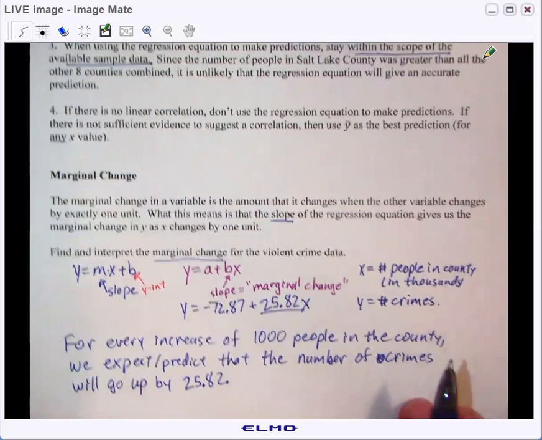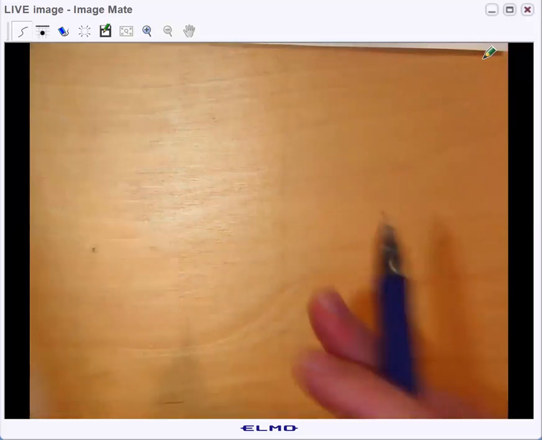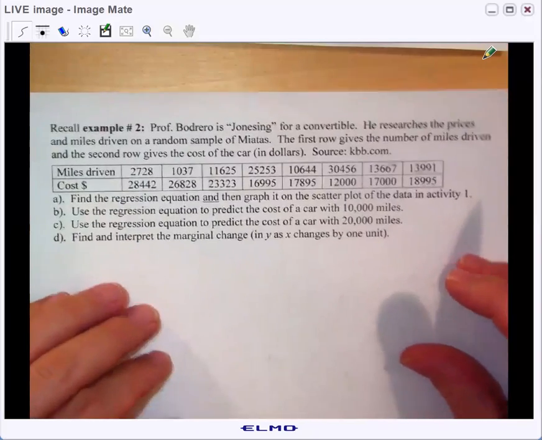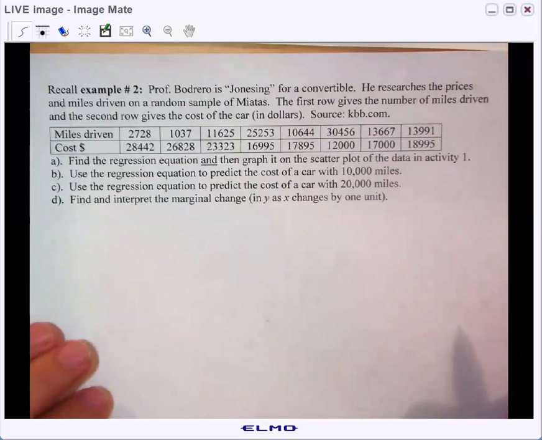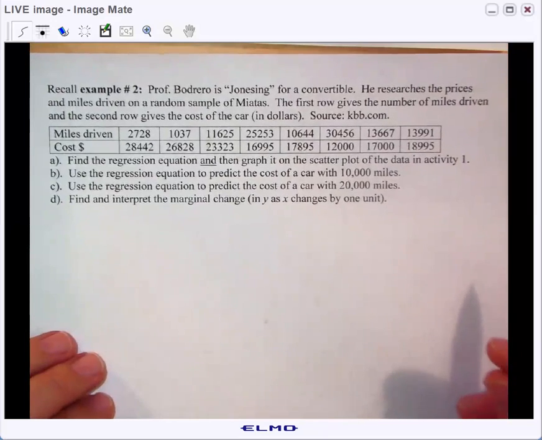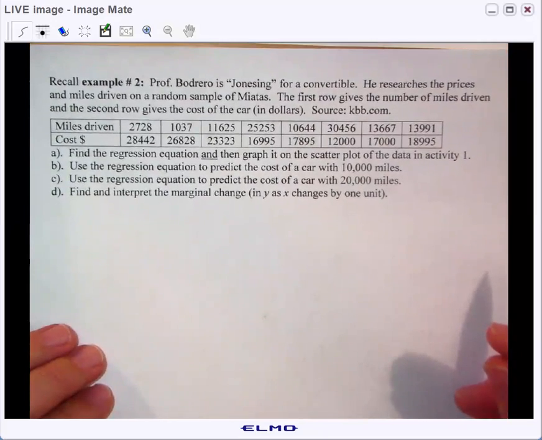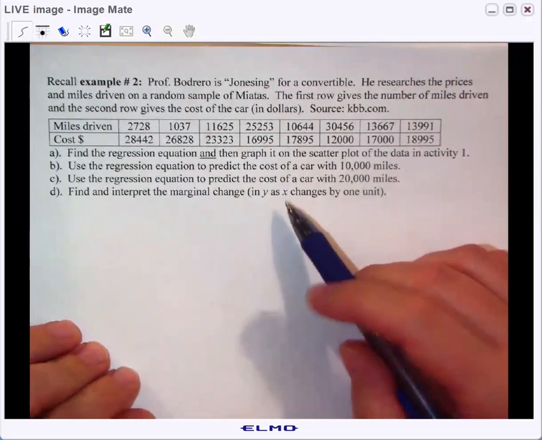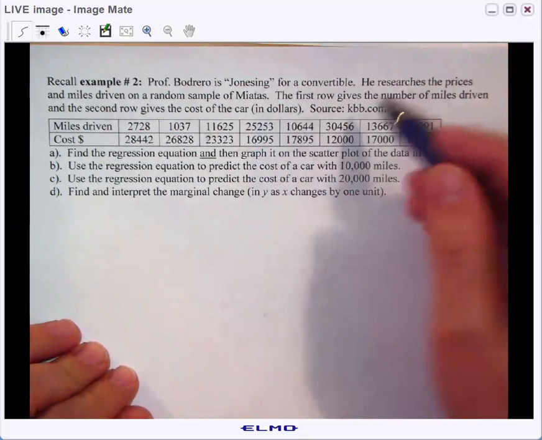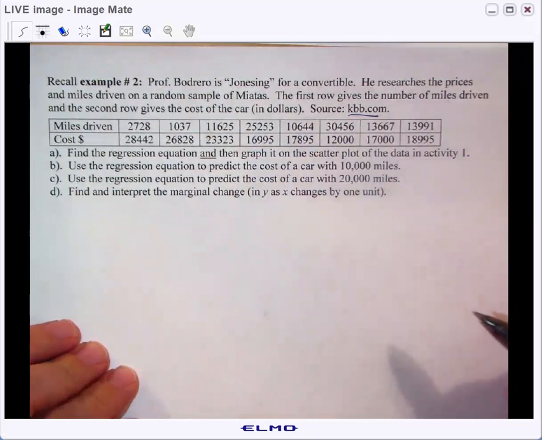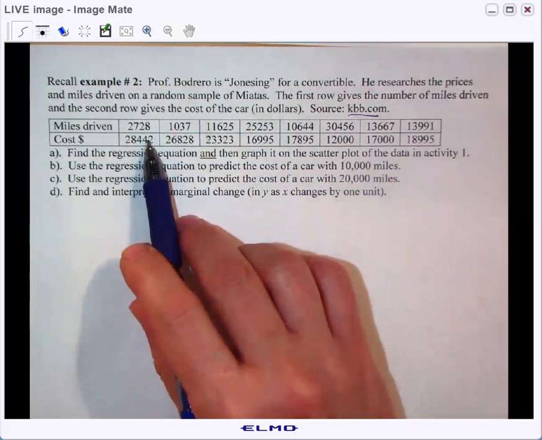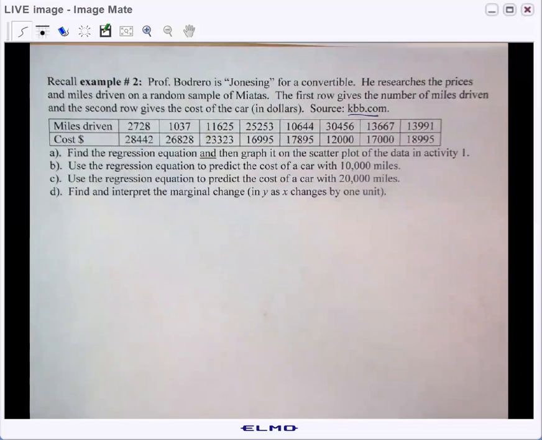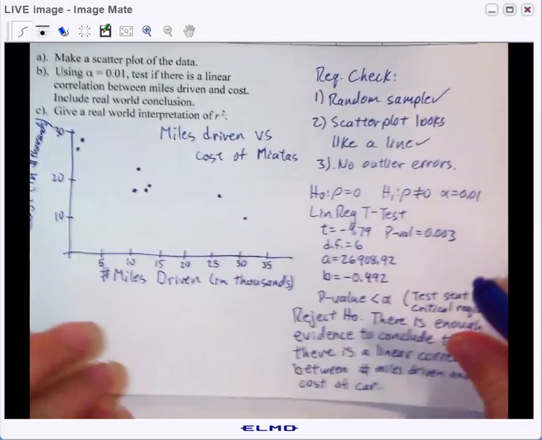All right, so let's go back to example 2 from our last activity. Professor Bedrero is jonesing for a convertible. I researched some prices and how many miles the car had been driven on some Mazda Miatas. And this is actual data from Kelley Blue Book in Utah. And so here's the miles driven and here's the cost. And this is exactly the same data that we had from last time.